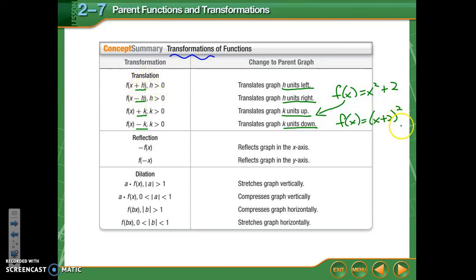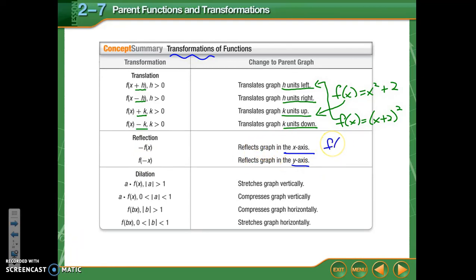That plus 2 is inside my function. It's being squared, so that would move 2 units to the left. All right, reflections happen with negatives. If I multiply my whole function by -1, it's going to reflect over the x-axis. And if I plug negative x into my function, it will reflect over the y-axis.